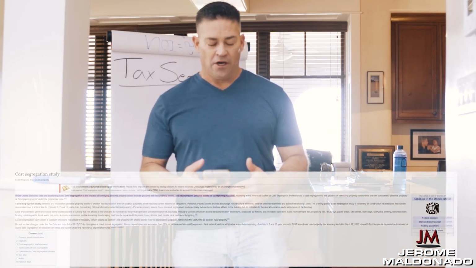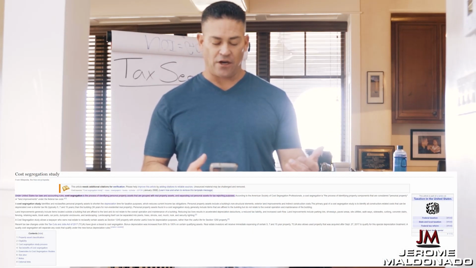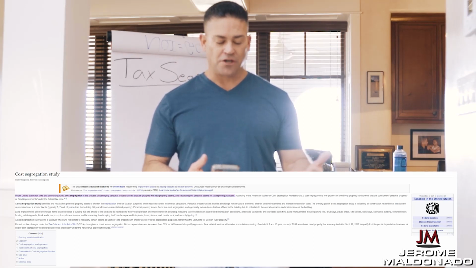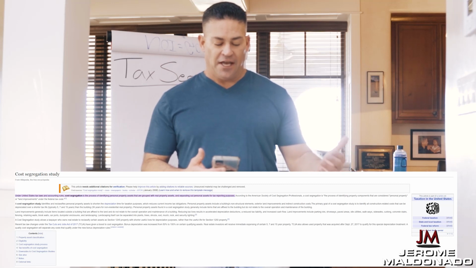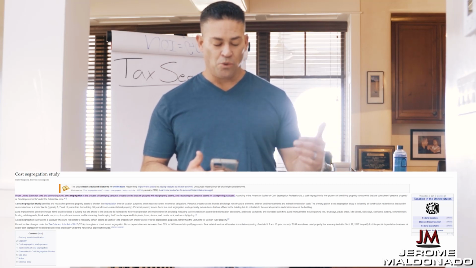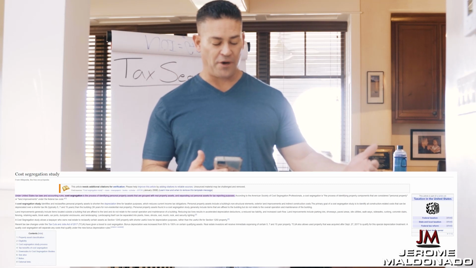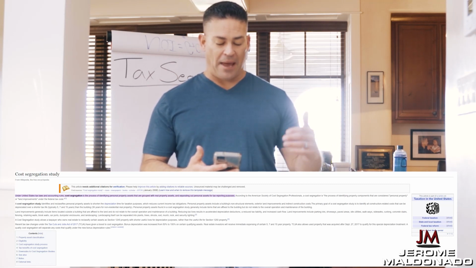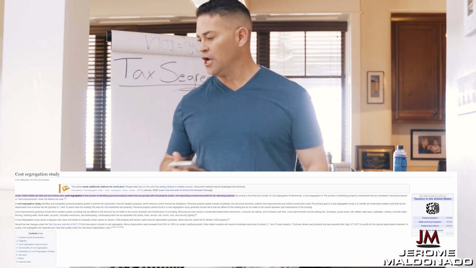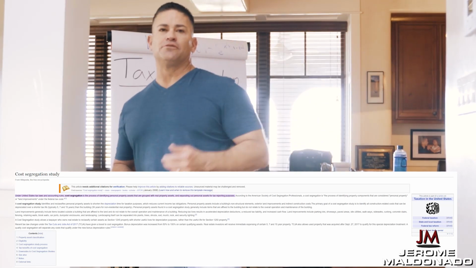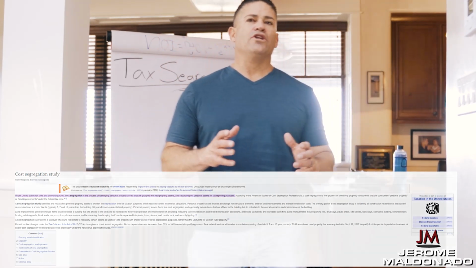According to Wikipedia, under United States tax laws and accounting rules, cost segregation is the process of identifying personal property assets that are grouped with real property assets, and separating them out for tax reporting purposes. So cost segregation is basically, in a nutshell, when you take a real estate asset, then you take all the personal property within that asset and you kind of dissect all of it.